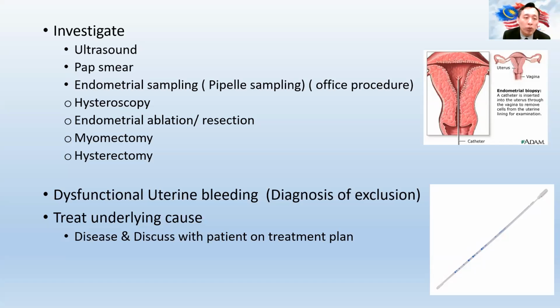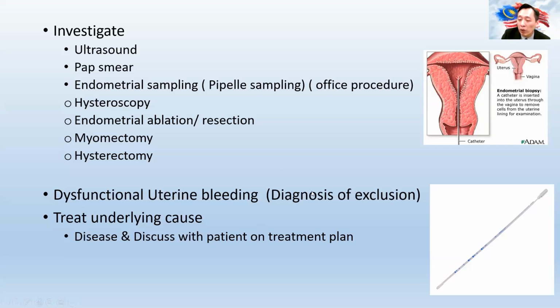If the patient responds well, you can keep them at your clinic. If they don't respond well, then you should refer the case. Hysteroscopy, endometrial ablation, myomectomy, and hysterectomy are specialized procedures. If the patient requires these procedures, you may need to do a referral. Dysfunctional uterine bleeding is a diagnosis of exclusion. So for menorrhagia or abnormal uterine bleeding, treat the underlying cause. Discuss with the patient about your treatment plan, whether they are ready to accept what you offer.